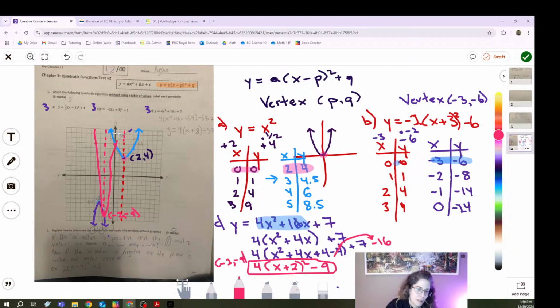Otherwise, go to your base points. On X, you would subtract 2. On the Y, you would have subtracted 9. You would have also multiplied Y by 4. And then you could plot new points as well. Does that make sense? Do you want to go through with a table of values, or do you get it?